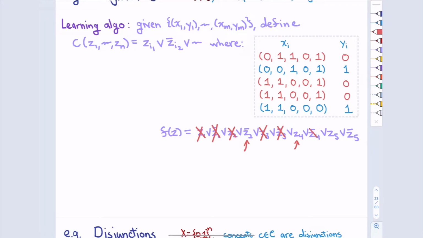You probably want to eliminate anything that's the opposite of something you kept. Z5? Kill it. Not Z5? Keep it. Okay. How do we do? Does this work?